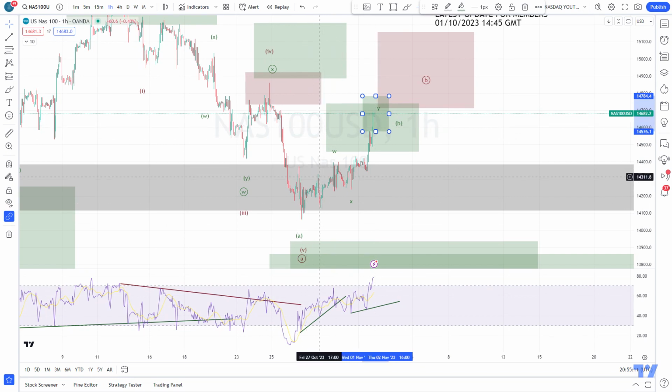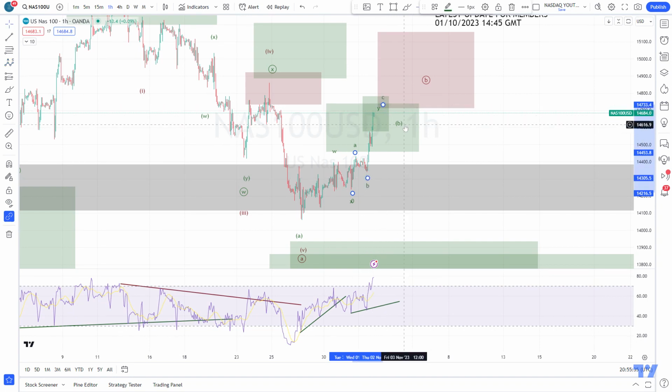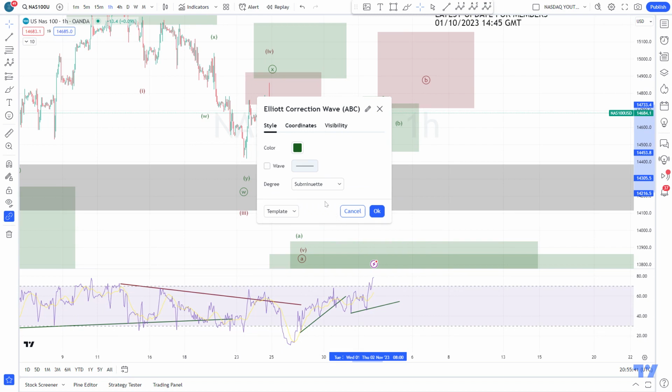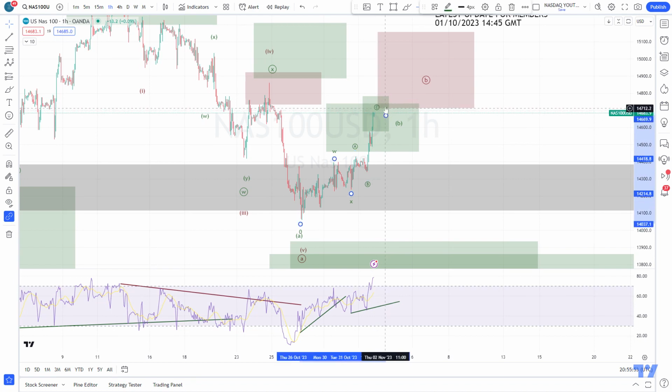So yesterday I gave you this as a WXY structure. So then this is an A, B, C. And so now that we have more data, I would label this as follows. I believe this here was the A. This here is our B. And now we are working on the C wave right here of the wave Y. Yeah, I would call it like this right now.